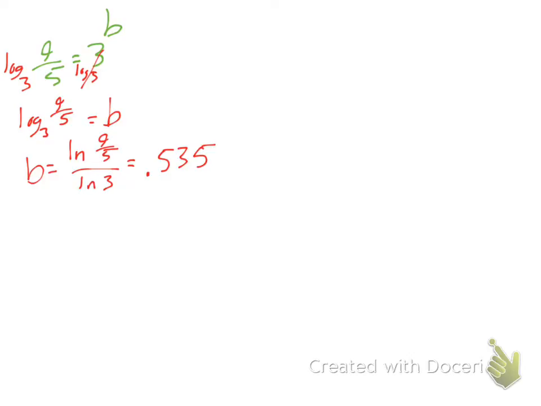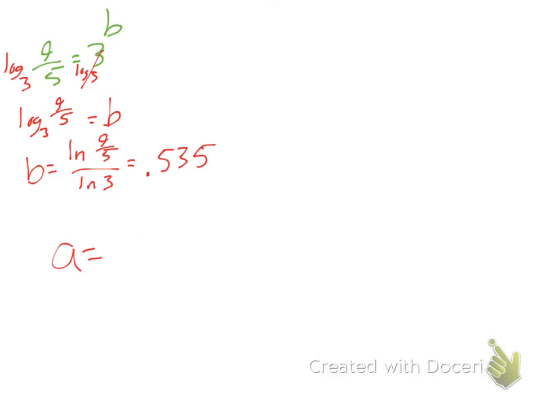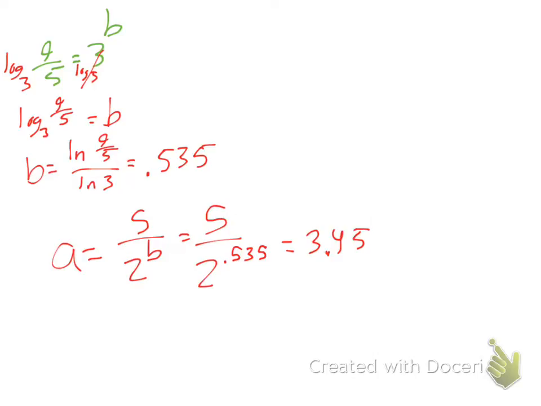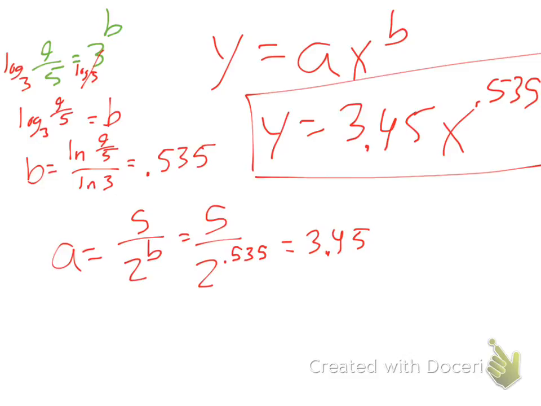Now that we have B, we need to find A. And we said A was, from over here, 5 divided by 2 to the B. 5 over 2 to the 0.535. It's going to be a decimal again, isn't it? And 3.45. So now we have A, we have B. We need to plug it into y equals ax to the b. So y equals 3.45 x to the 0.535. And that's how you do those.